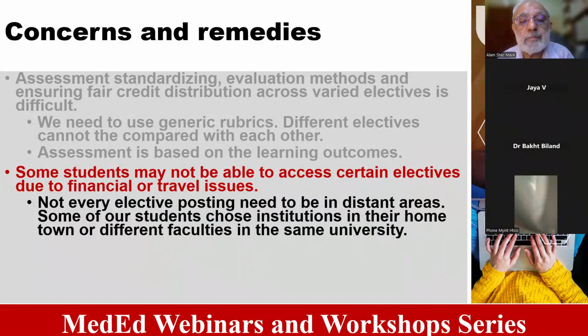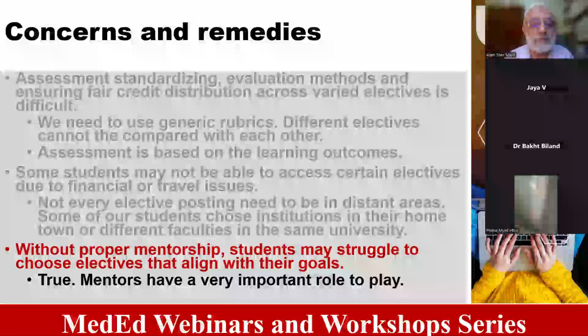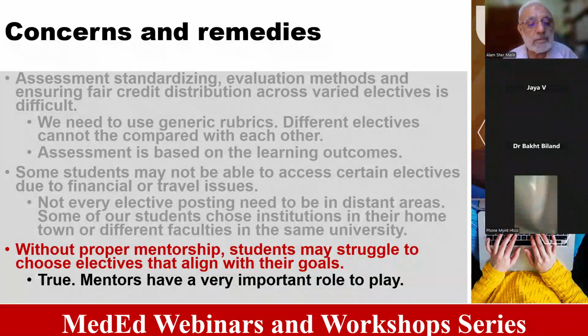Some students may not be able to access certain activities due to financial or travel issues. Yes, of course, but not every elective posting needs to be in distant areas. Some of our students chose institutions in their hometown or different faculties in the same university. So having minimum requirement of financial support. Without proper mentorship, students may struggle to choose electives that align with their goals. Of course, mentors have a very important role to play.